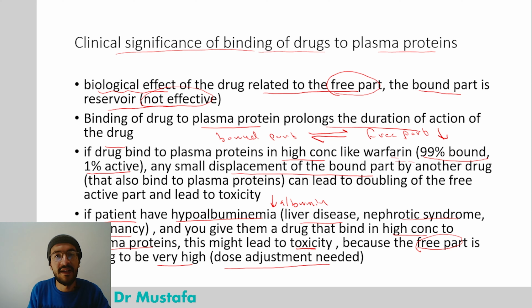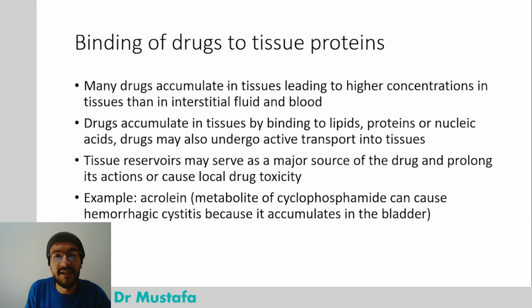So we need to give a lower dose to the patient that has liver disease or pregnancy, because the proteins would be lower than in the normal person. Finally, let's talk about the binding of drugs to tissue proteins.